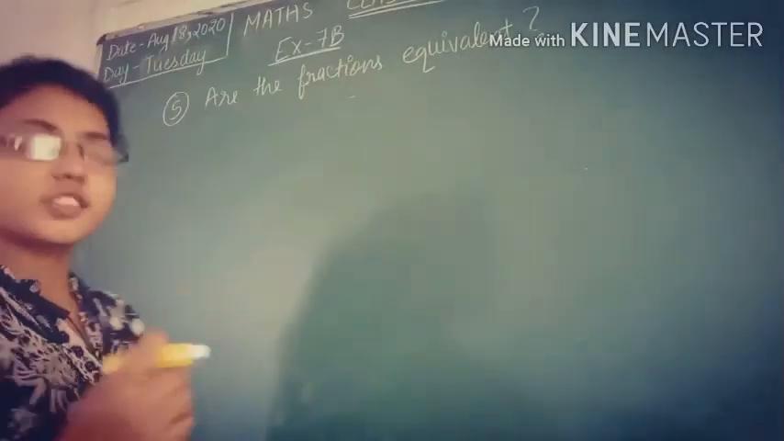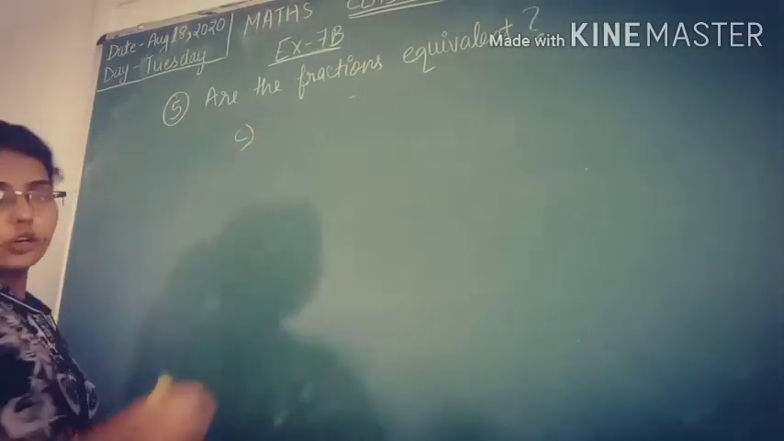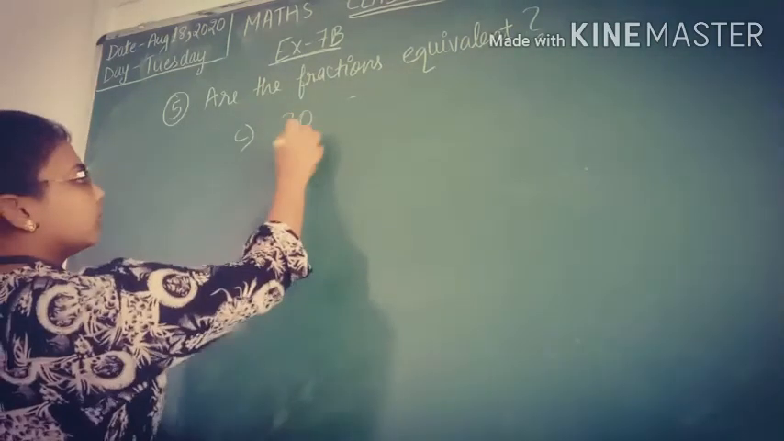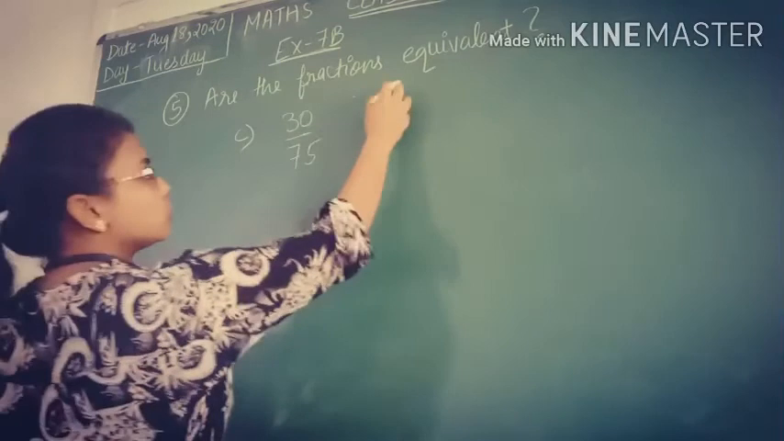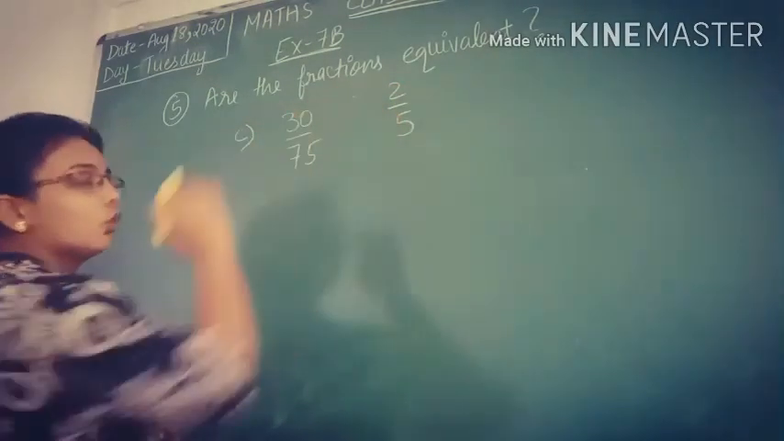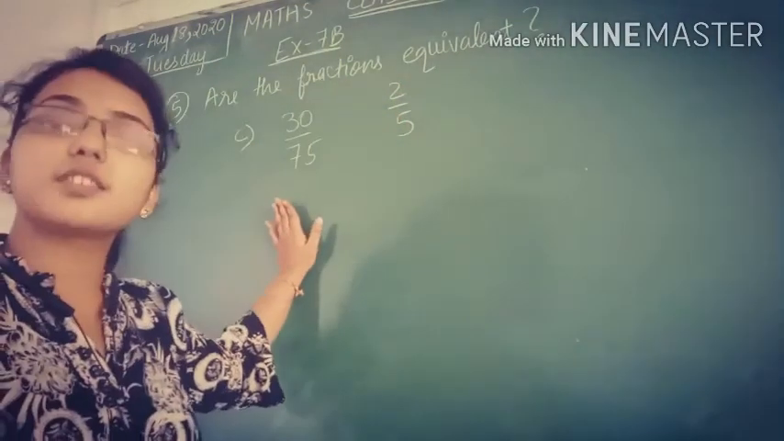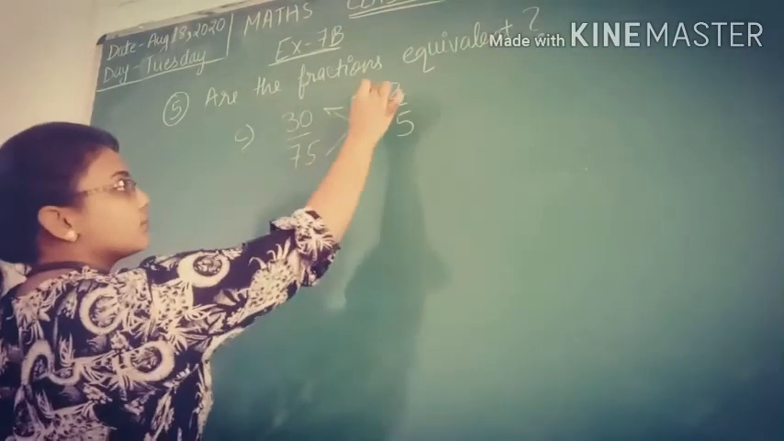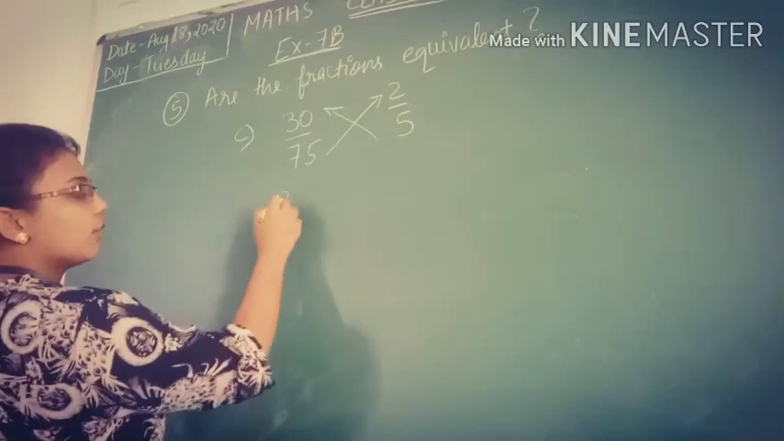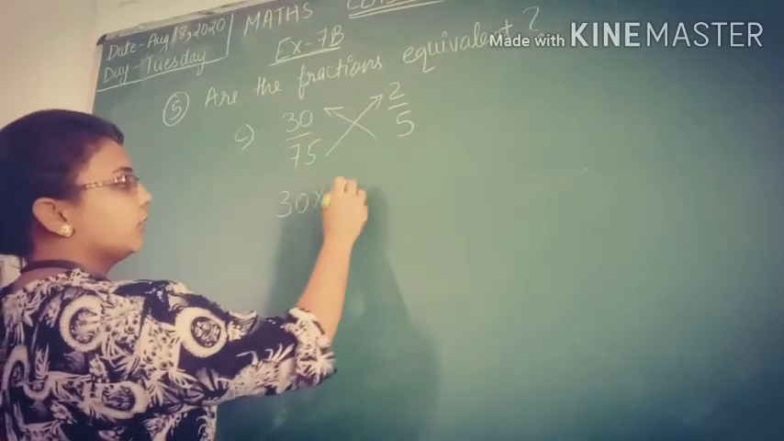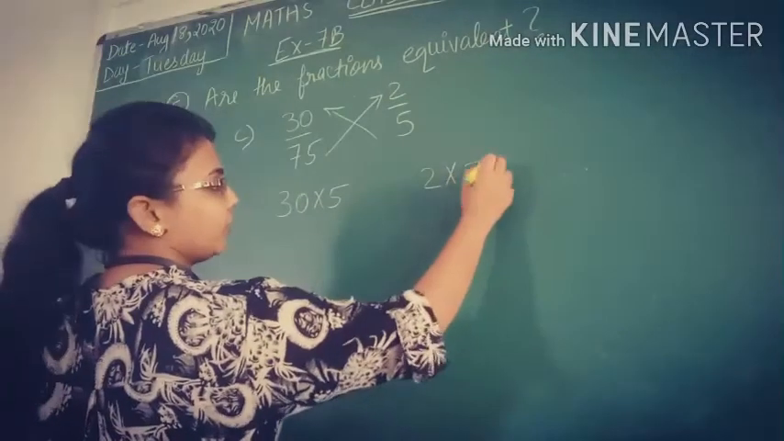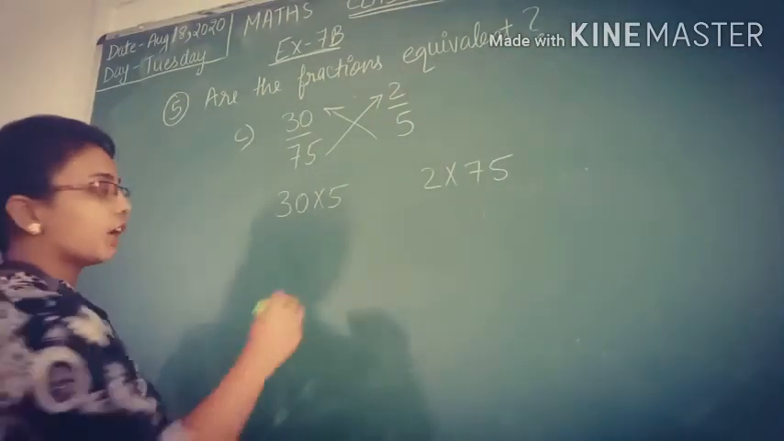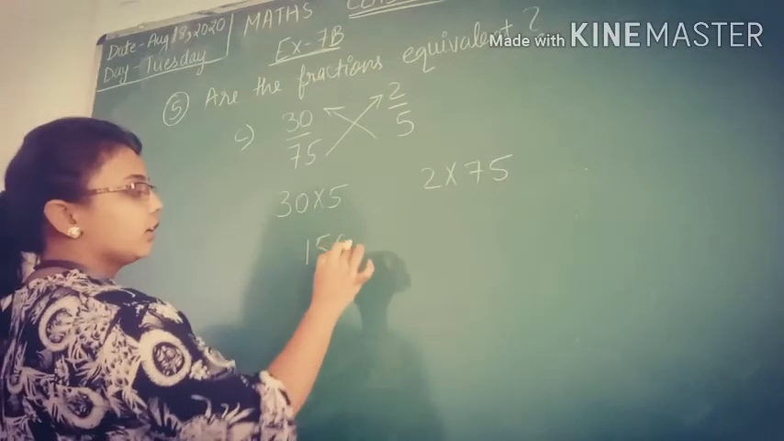So let me take the C part now. C part is your what? C part is 30 by 75 and 2 by 5. So in order to check whether these numbers are equivalent or not, what you have to do is you have to cross multiply the numbers. That means you have to multiply 30 with 5 and 2 with 75. Let's check it. 3 5s are 15 होता है, तो 30 into 5 is equals to 150.